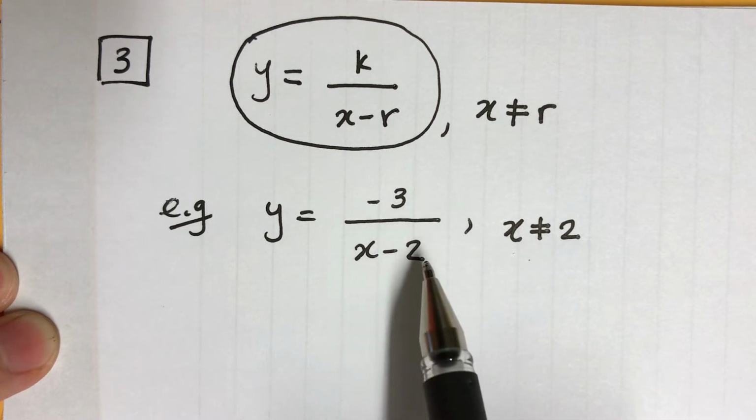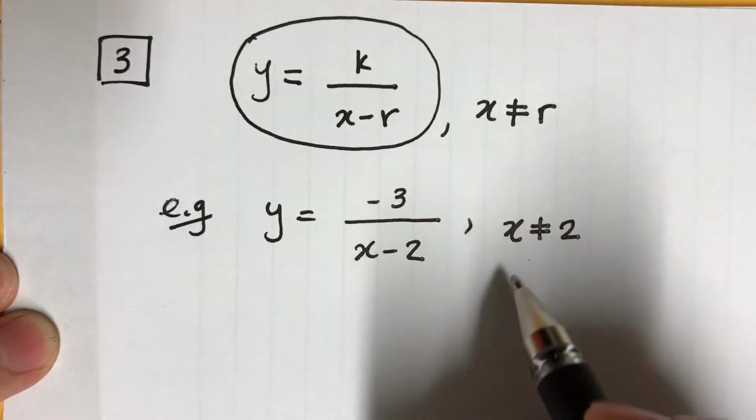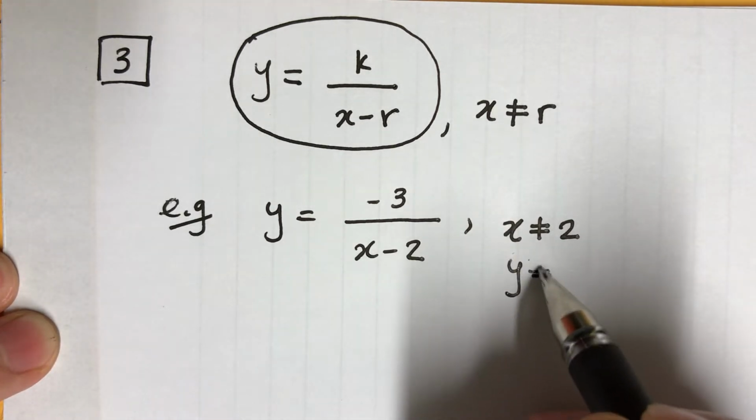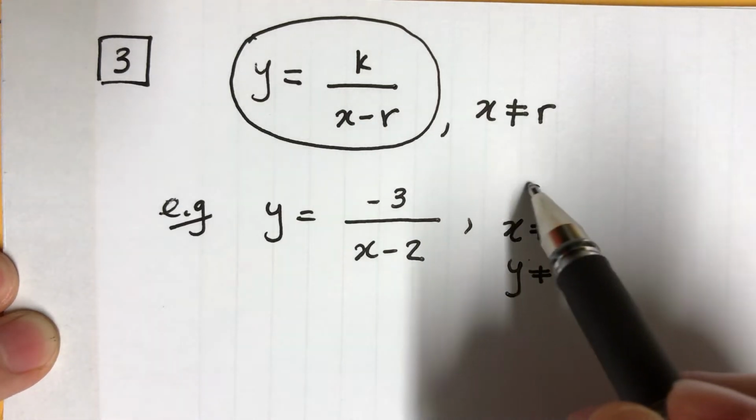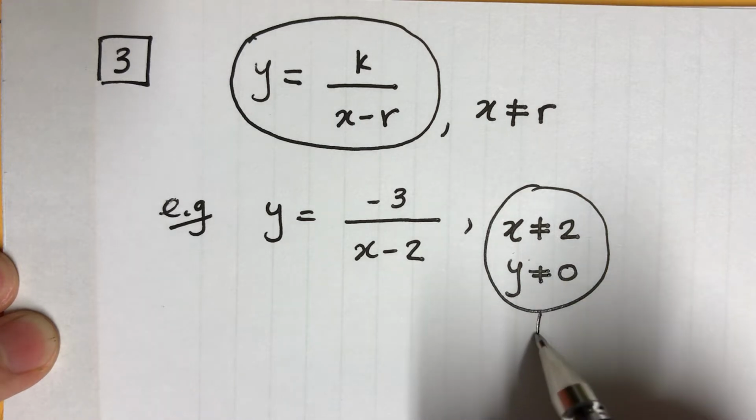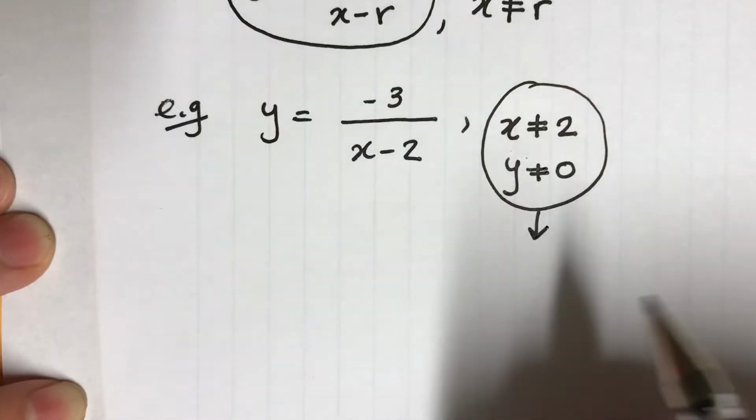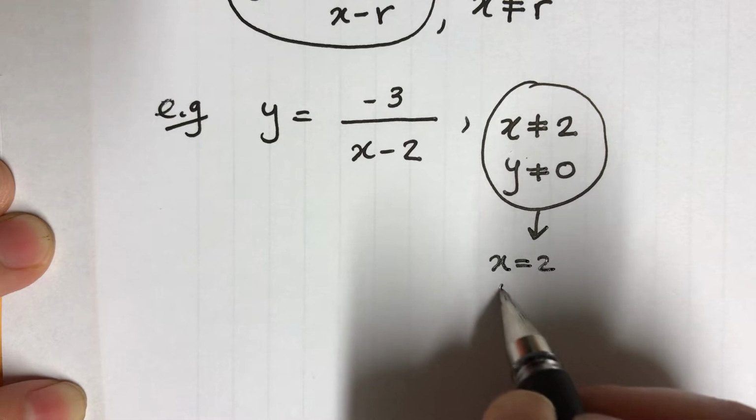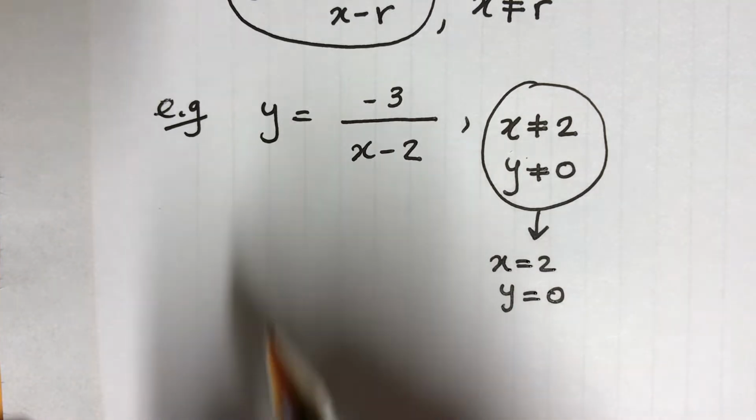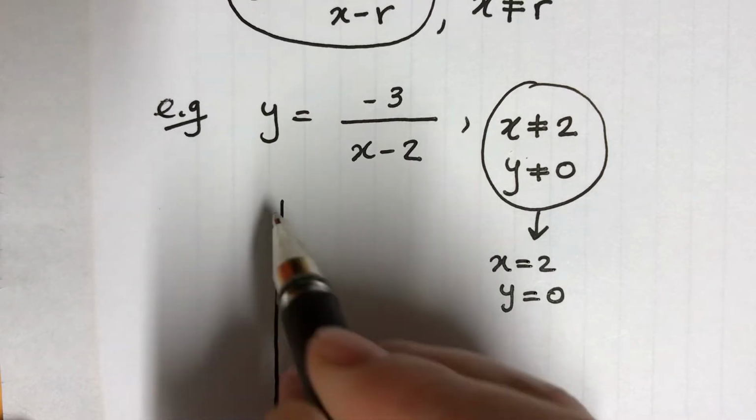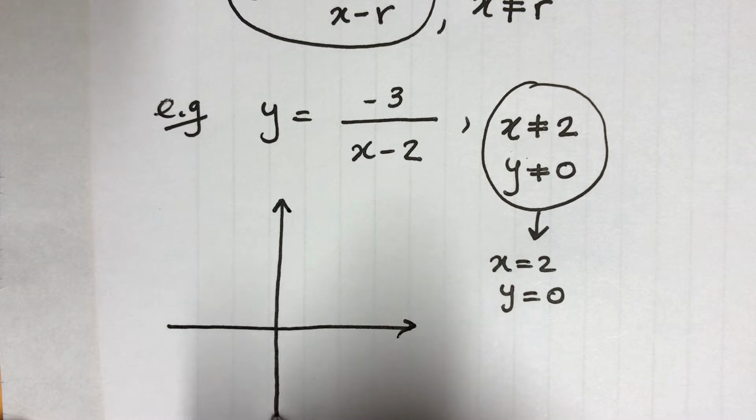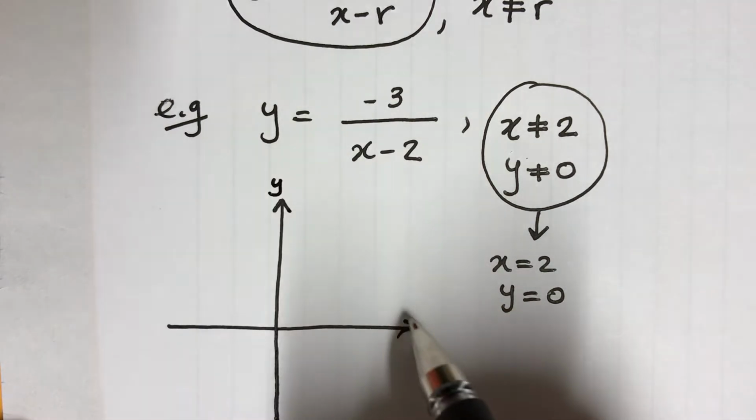Now when x cannot be 2, what will happen to y? Y will never be 0, it can't be 0. Now these two conditions become my asymptotes. So I'm going to write it in asymptote form, which will be x equals 2, y equals 0. These are my broken lines on the number plane. So that's my y, that's my x.